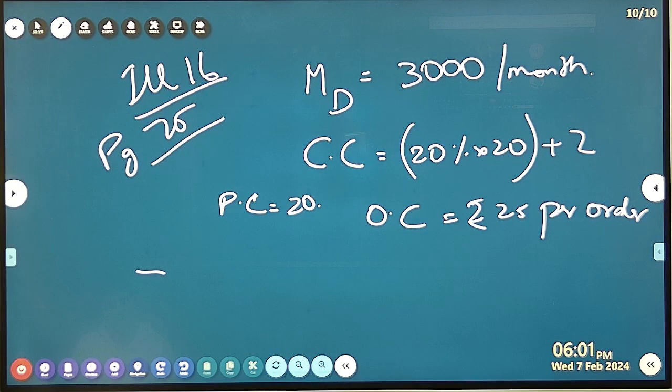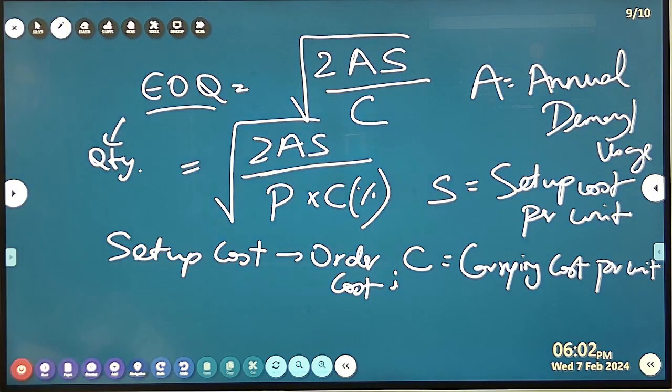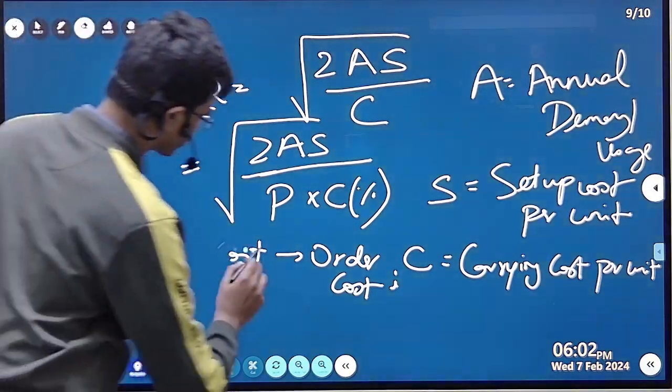Before proceeding with EOQ, we will write one more formula down, for total cost.